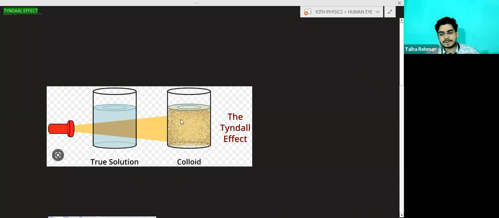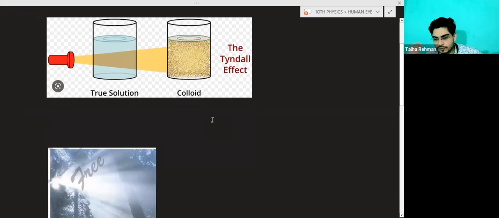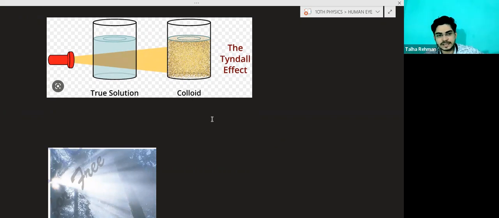But here, the size of the particles is greater, and the light is striking on those particles. Due to the scattering of light by the particles present in this colloidal solution, the particles are visible here, and this is known as the Tyndall effect. The scattering of light by the particles in its path is known as the Tyndall effect.